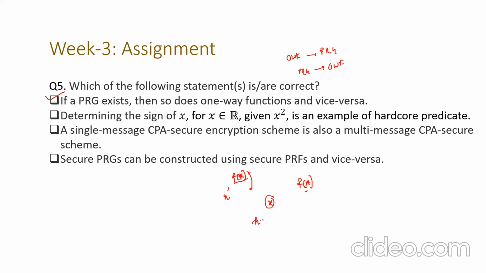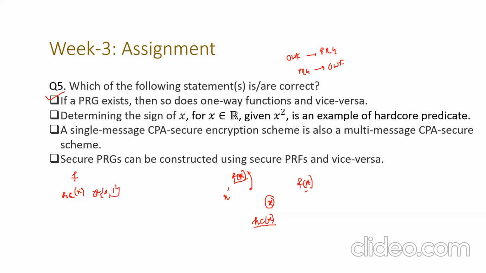However, a hardcore predicate defines those functionalities which are difficult to achieve given the value of f of x. So formally, if f is a one-way function, then its corresponding hardcore predicate hc is a function. Why is it a predicate? Because the output of this function is always binary. H of x always belongs to either 0 or 1.